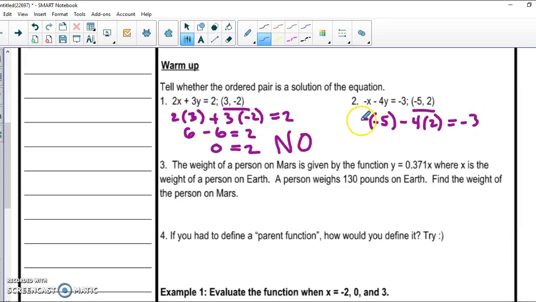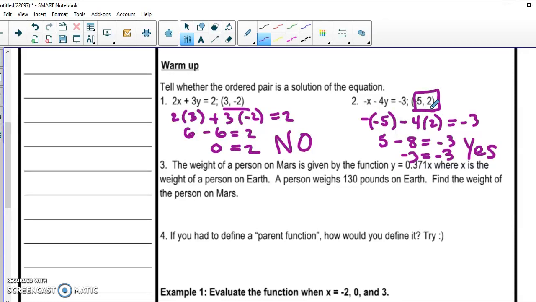Now as I simplify, a negative times a negative makes a positive. And a negative 4 times a positive 2 makes a negative 8. And as I simplify, 5 minus 8 is negative 3. So this is a true statement. Negative 3 equals negative 3. So that means that this is a solution of the equation.